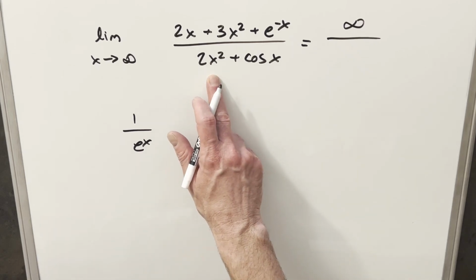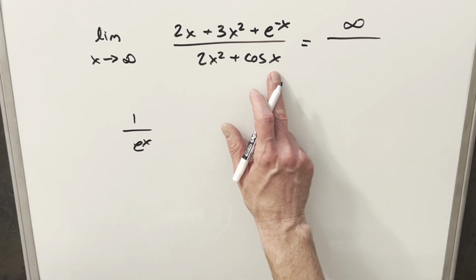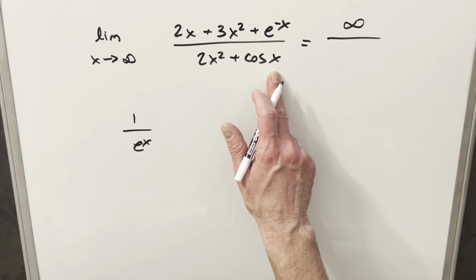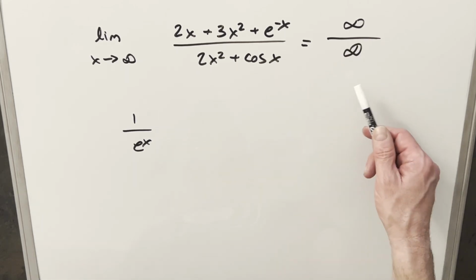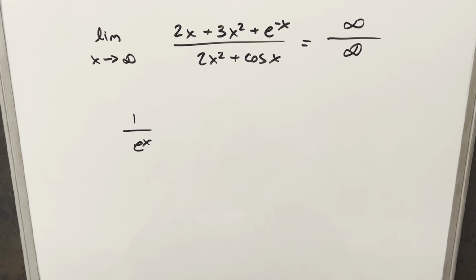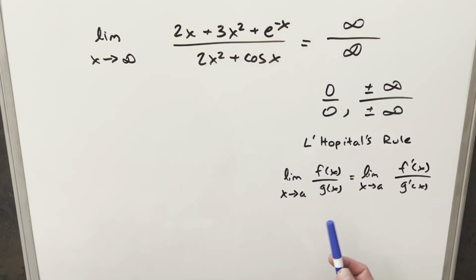And then the denominator, same thing here, 2x squared is going to infinity. Cosine x is bouncing back and forth between 1 and minus 1, but it doesn't matter because this is going to infinity. And so what we have here is an indeterminate form, and what I'll do now is try to use L'Hopital's rule.